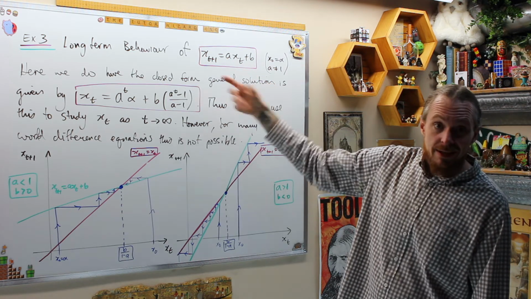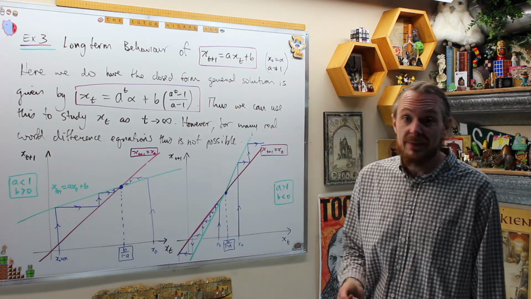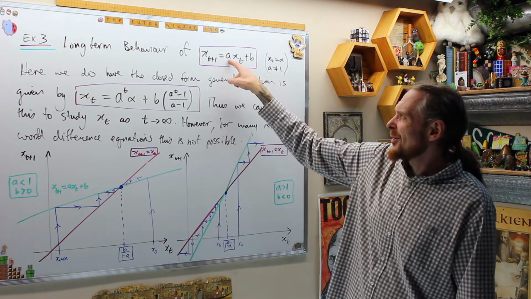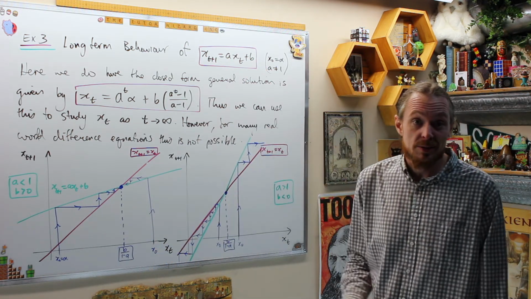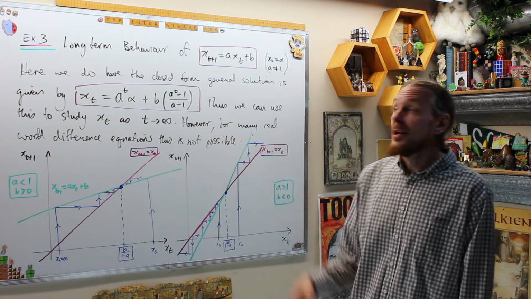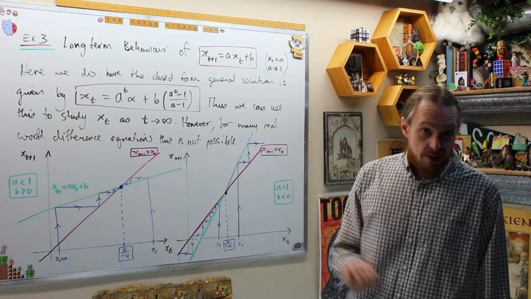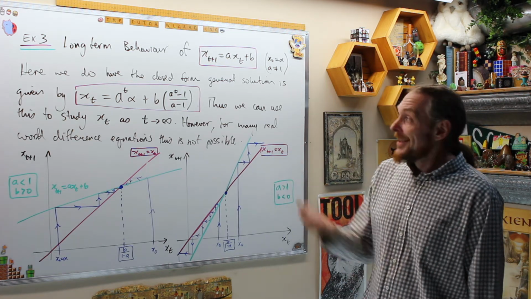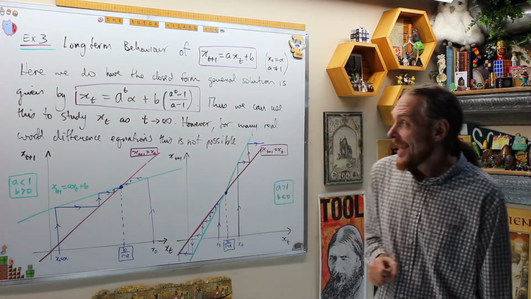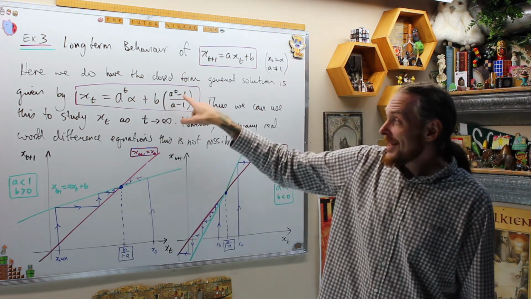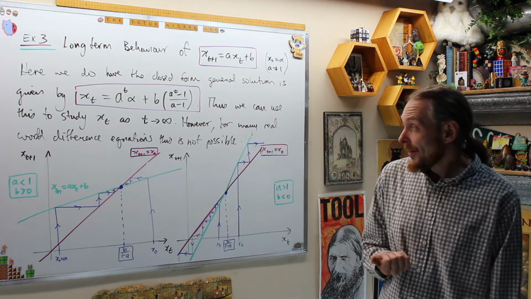For this one, using our clever methods, or go watch our previous videos, we have a systematic way, whether they're constant coefficients or non-constant coefficients. We have that horrible formula for what the general solution is for a first order linear, non-homogeneous, non-autonomous difference equation. In this case, it's this: x_t is a^t alpha, our starting point, plus b (a^t minus 1) over a minus 1.